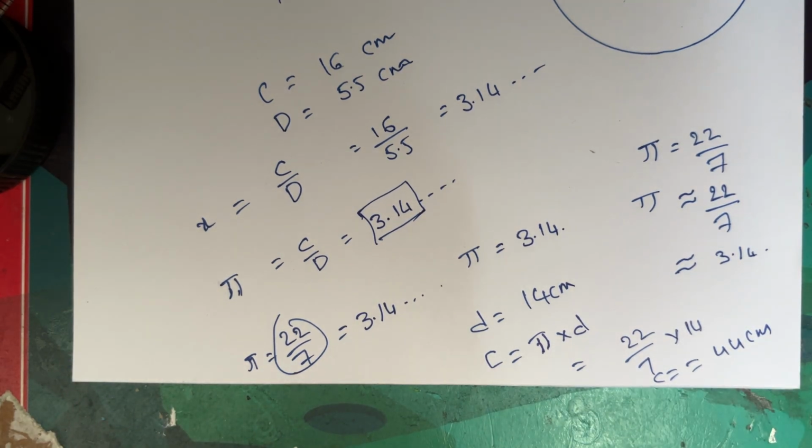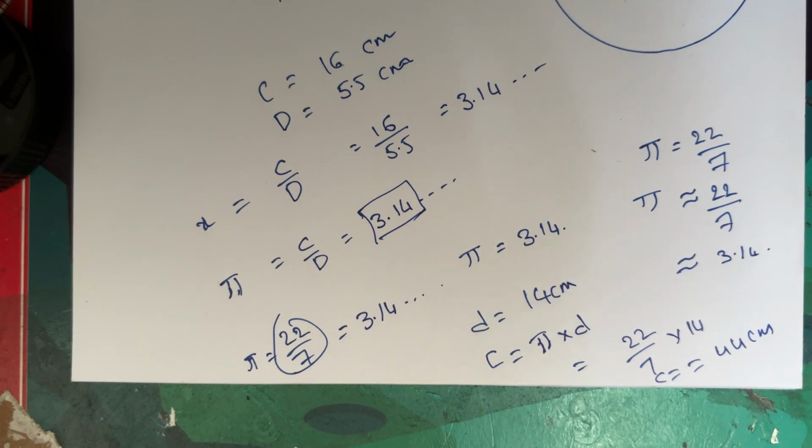That's it. So remember, pi is not exactly 22 by 7. 22 by 7 is only a convenient approximation. The real value of pi is 3.14159263 and so on, and it goes on forever. That's why pi is one of the most fascinating numbers in mathematics.